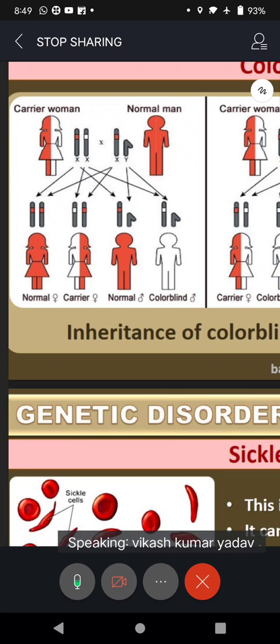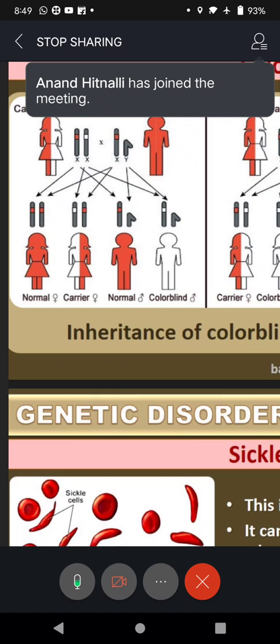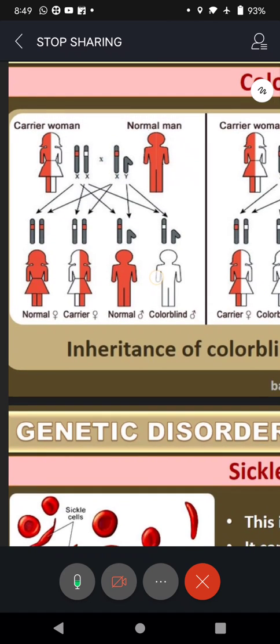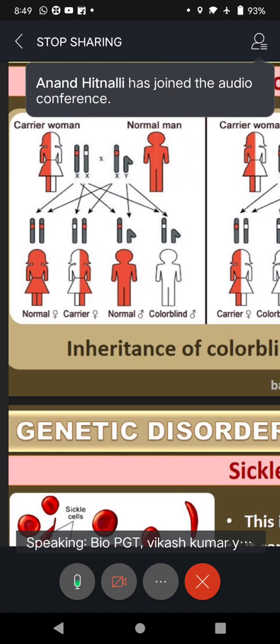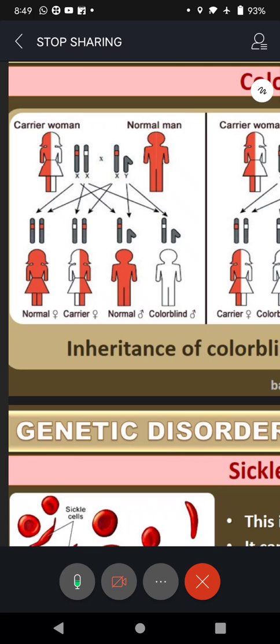No, there is. A person can be colorblind, no? If he has got X and Y, and the X chromosome has got the lethal gene, the color blindness gene, then the person becomes colorblind. But he will not tell the girl that he has got a problem. They will manage. Yes. That is the reason why many girls are getting cheated, many boys are also getting cheated.